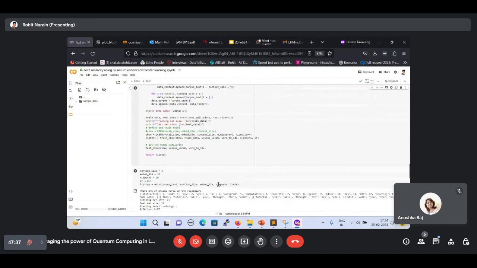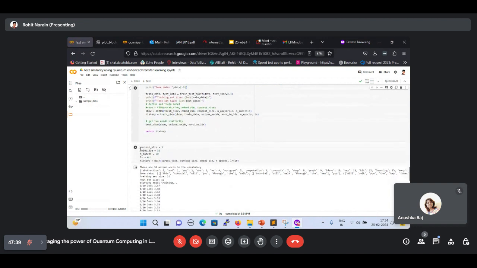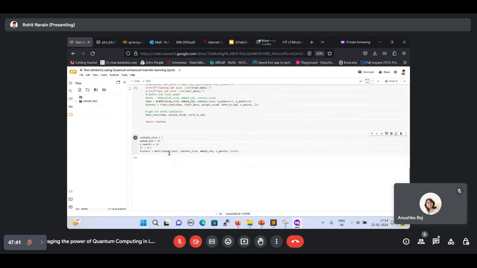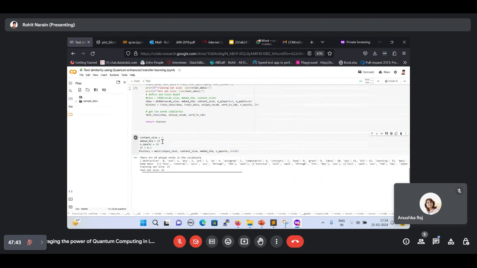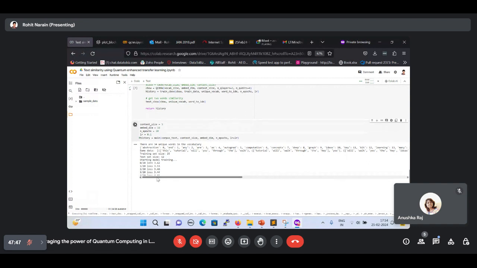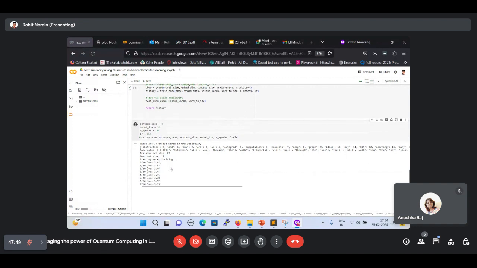Once you start training the model, for example I have given 20 epochs, and the embedding dimension is 32. You will see the model has started the training, and you will see how it reduces the losses after some time.